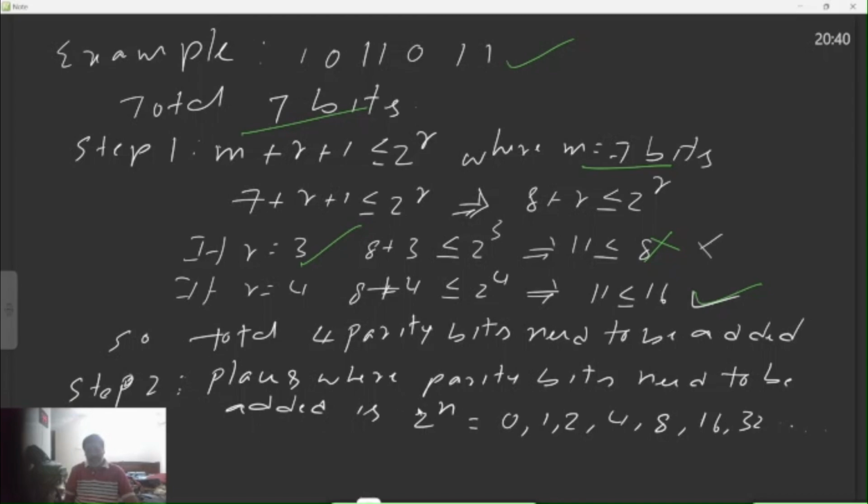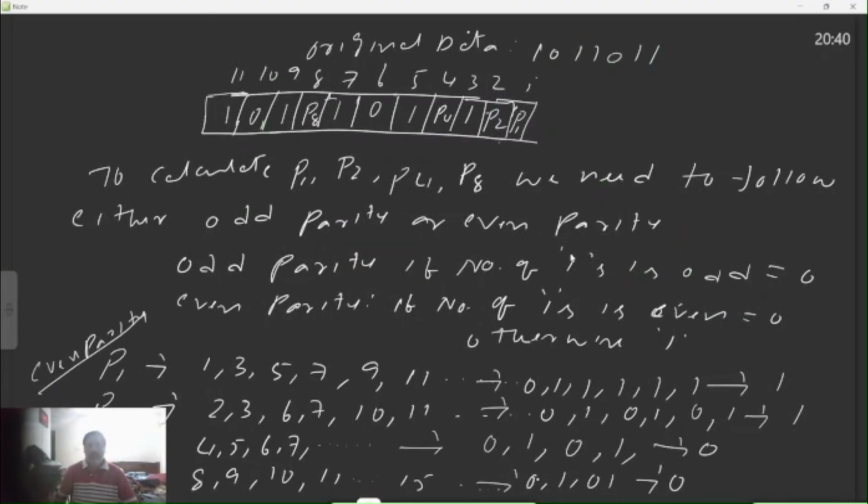As already mentioned, the places where these 4 bits need to be added is 2 power n, where n is equal to 0, 1, 2, 3, 4, like that. If you calculate that, the positions are 1, 2, 4, 8, 16, 32, since 2 power 0 is 1. Here, this is the original data we have taken, 1 0 1 1 1 0 1 1. As per the second step, we need to add those parity bits in positions 1, 2, 4, and 8, because it is calculated based on 2 power n, that is 1, 2, 4, 8, 16, 32, like that.